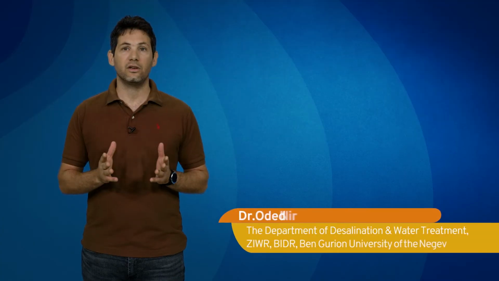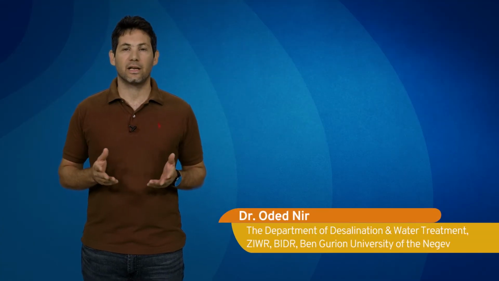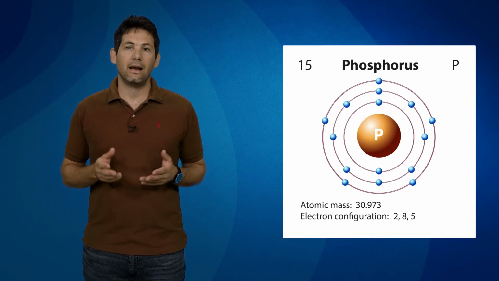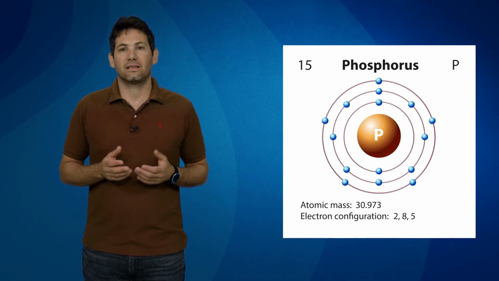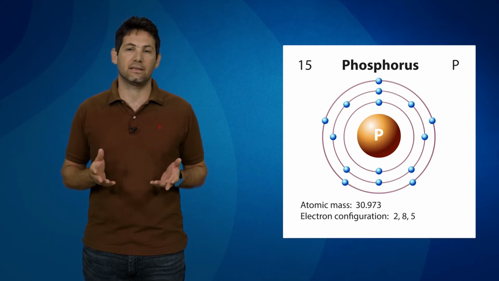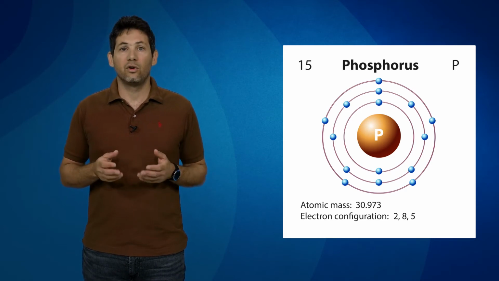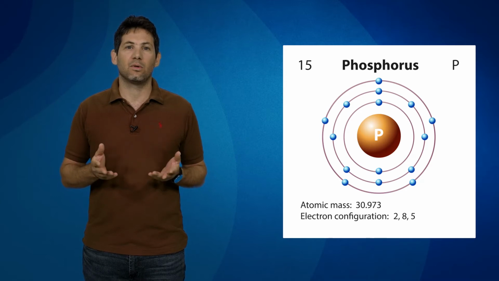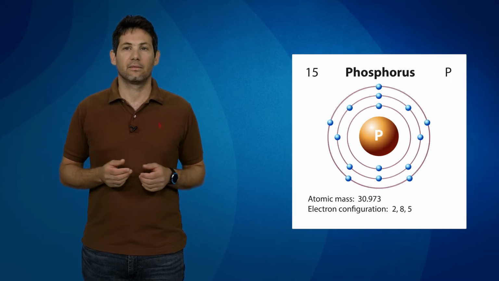In the previous video, we discussed nitrogen chemistry. We will now discuss the chemistry of phosphorus. Unlike nitrogen, phosphorus does not have a significant gas phase. Also, pure elemental phosphorus is unstable and is therefore very rare.